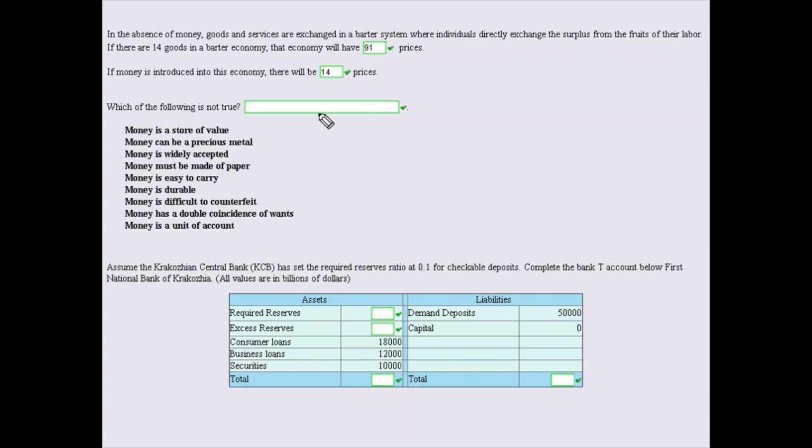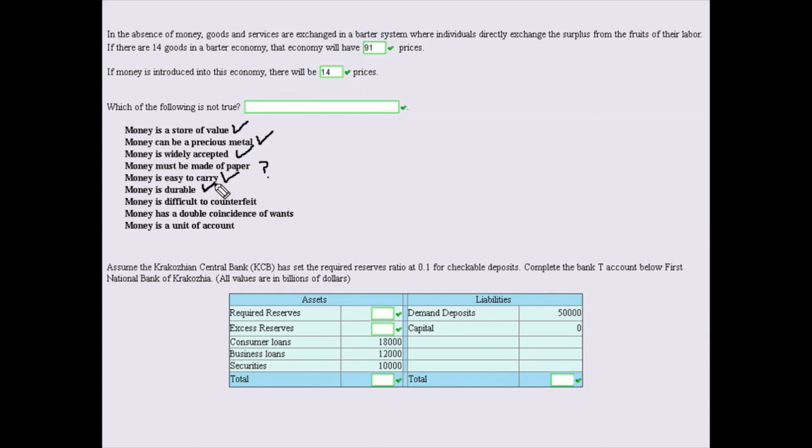Okay, so money is a store of value. Yep, that you need that for money. Money can be a precious metal. It doesn't have to be, but it can. Money should be widely accepted. Yeah. Money must be made of paper. Yeah, it doesn't necessarily have to be because it could be a precious metal. Money should be easy to carry, right? If it's not easy to carry, people won't hold it as money.